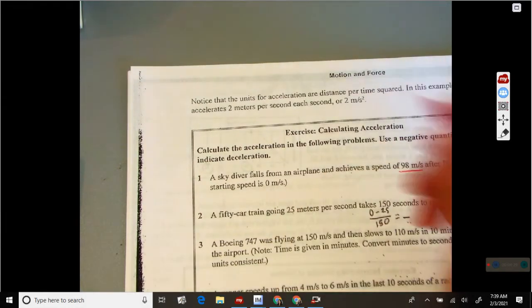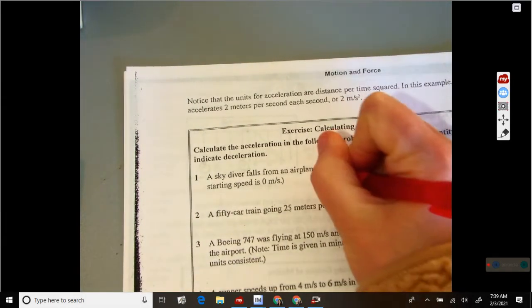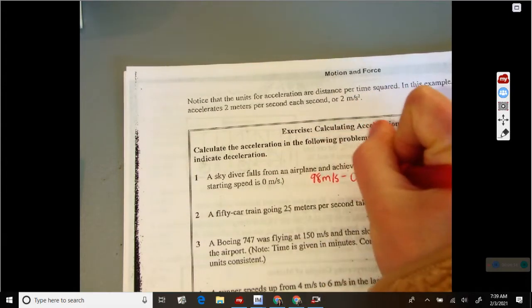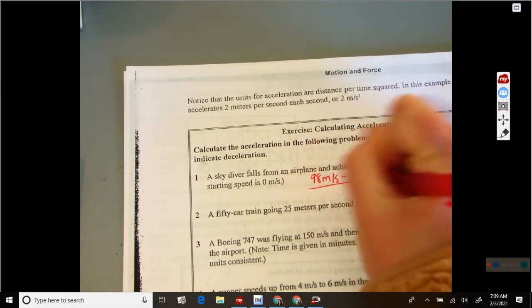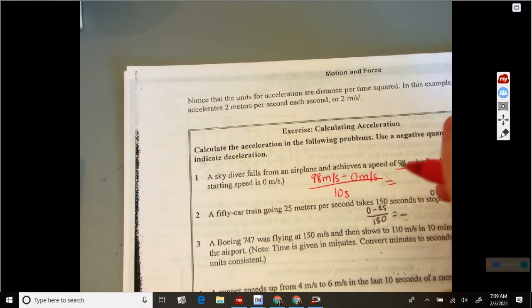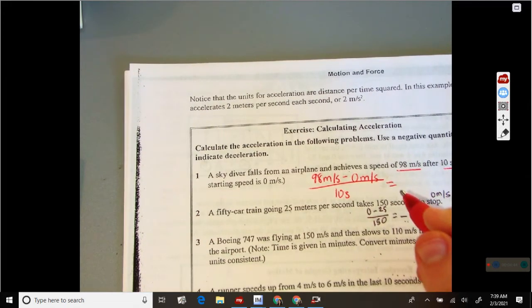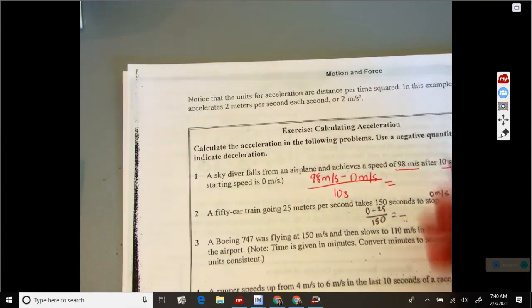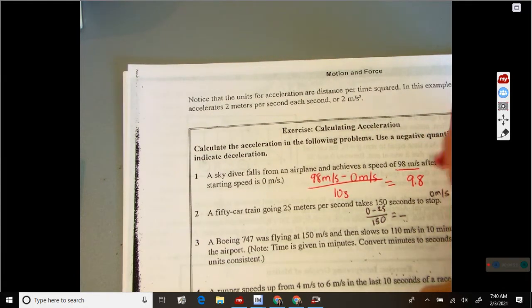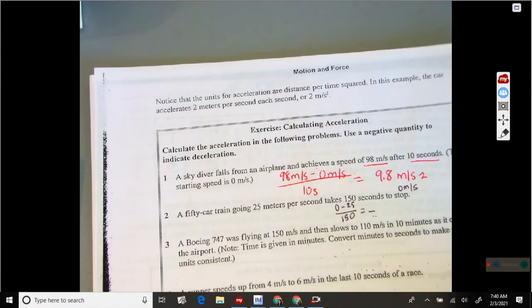The starting speed is 0. So our final is 98 meters per second minus our initial 0 meters per second, divided by the time, 10 seconds, equals what? Well, we know that 98 divided by 10 equals 9.8 meters per second squared. Okay, so be sure you have the squared out there.